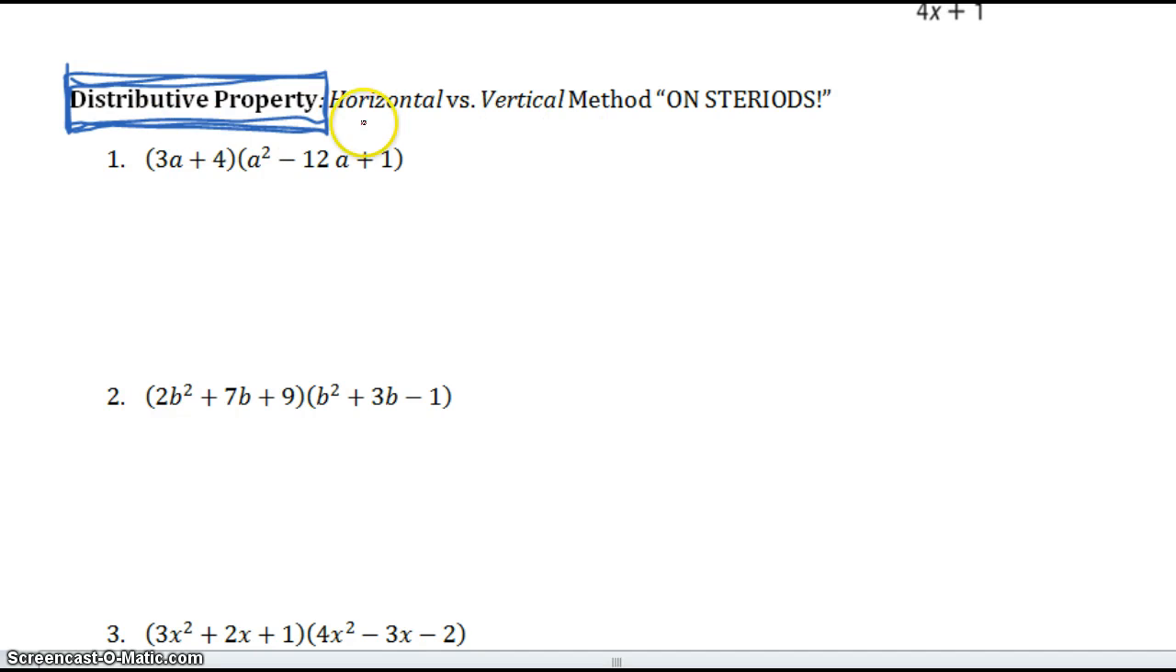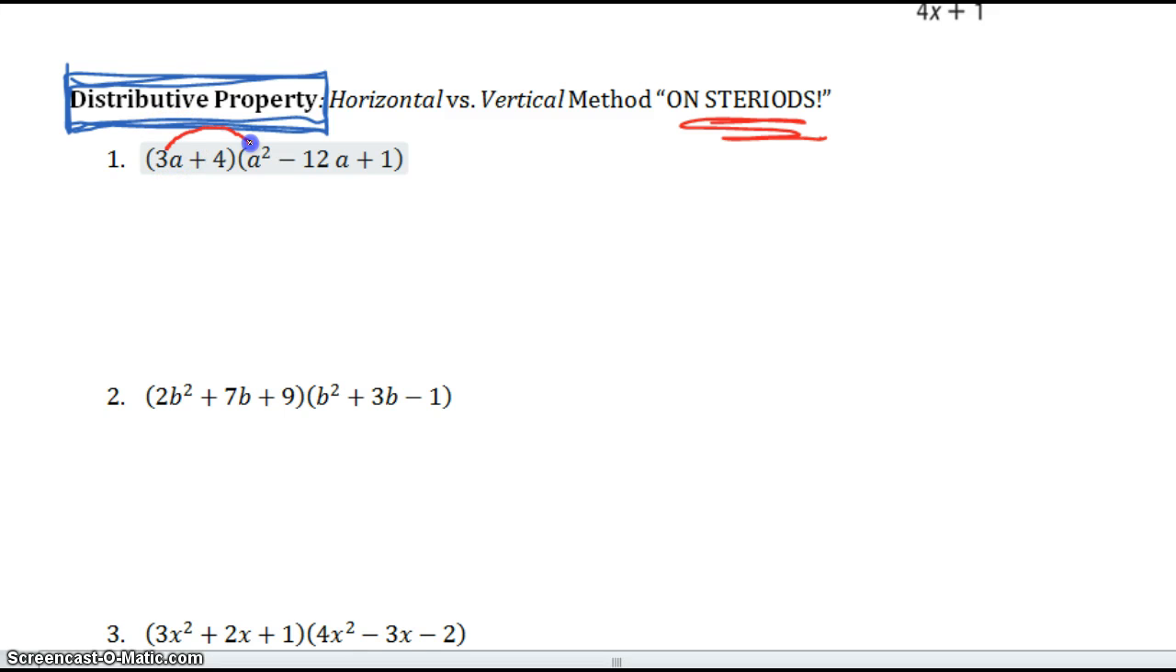But this one is going to be the distributive property on steroids. What does that mean, on steroids? It's going to be really big. We have a binomial being multiplied times a trinomial. So let's go back. What was the name of this section? Multiplying polynomials. So we're multiplying a lot of terms.